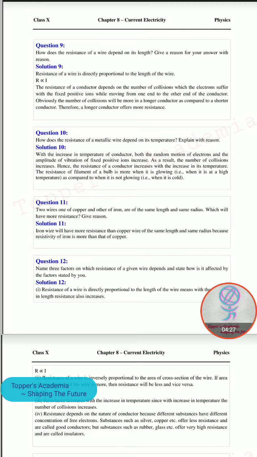So the answer would be, with the increase in the temperature of a conductor, both the random motion of electrons and the amplitude of vibrations of fixed positive ions increase. As a result, the number of collisions increases. Hence, the resistance of the conductor increases with the increase in its temperature. The resistance of the filament of a bulb is more when it is glowing, that is, when it is at high temperature, as compared to when it is not glowing, that is, when it is cold.